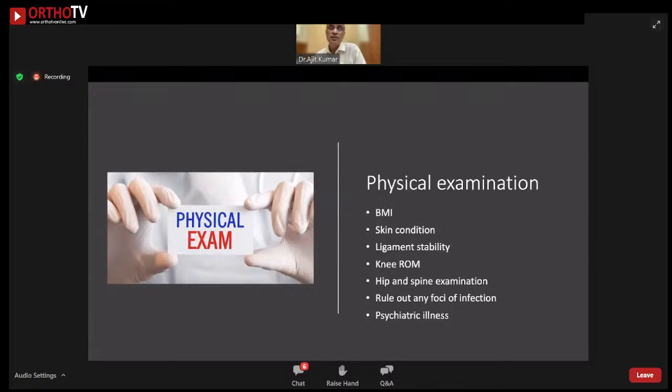And it's very vital to look at the psychological profile of our patients, because these are chronic conditions. Many of them have internalized all their symptoms and are in a chronic depression state, and the outcomes in such patients are poorer.